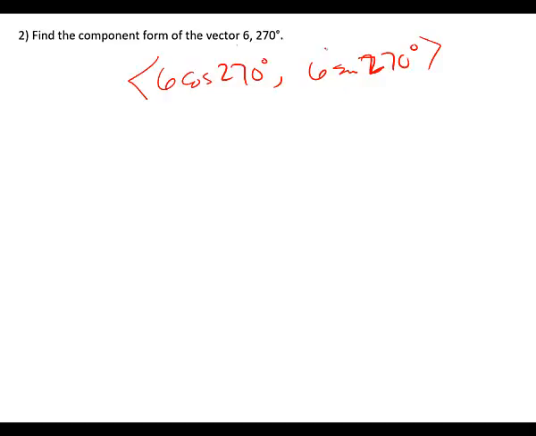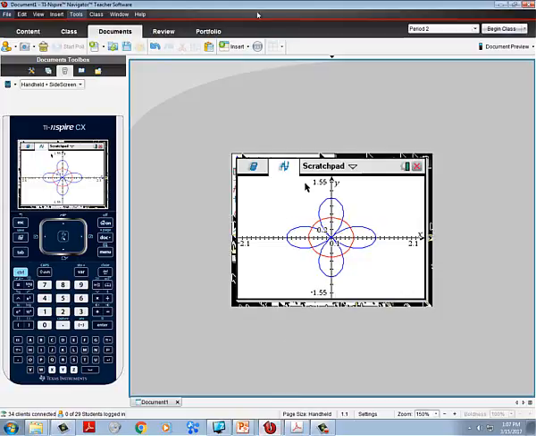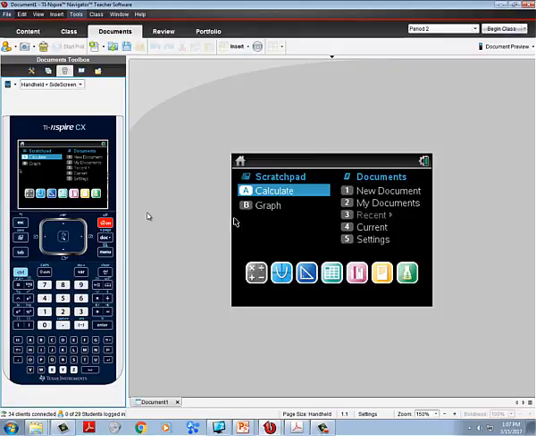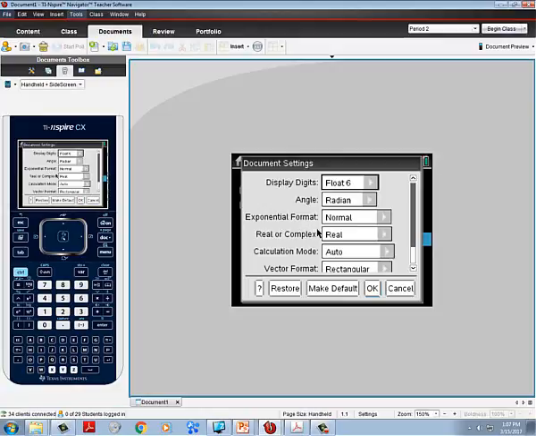Okay? So I'm going to show you a little bit of a trick so you don't have to take your calculator out of radian mode to do this. So we should have already written that much down. In your calculator, I want you to check a couple of things with me. On the calculator, hit the home button. Settings, and go to doc settings. You need to double check because math analysis has been messing with them. Float 6 and radian.